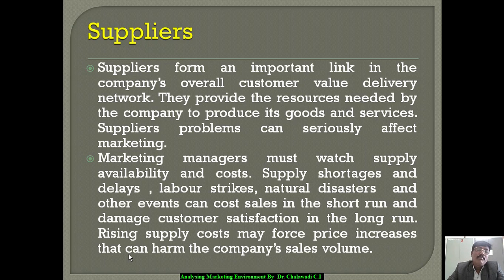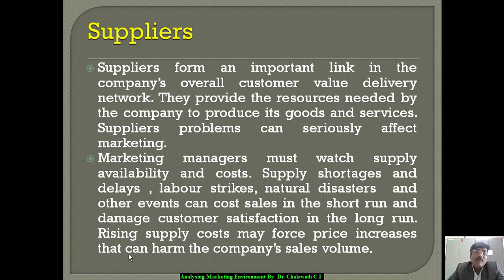Suppliers are also one of the important forces, actors in the micro environment. Suppliers form an important link in the company's overall customer value delivery network. They provide the resources needed by the company to produce its goods and services. Supplier problems can seriously affect marketing. Of course, suppliers will face a lot of problems.